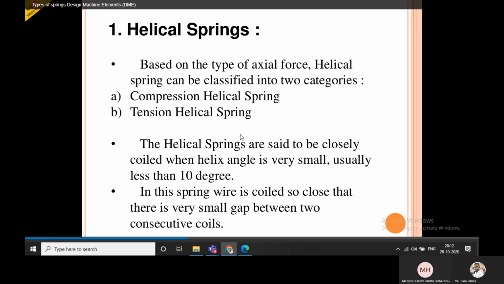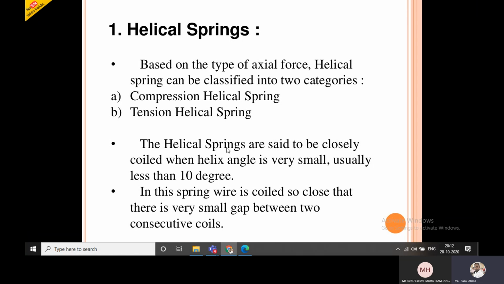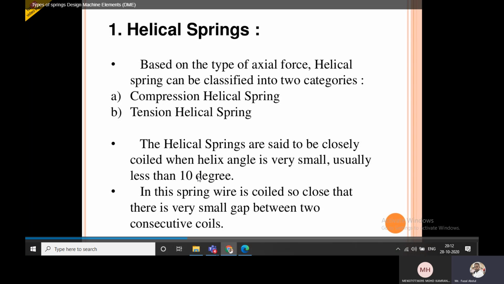Helical spring is nothing but a spring coiled in a helical shape. The coil appears in a helical shape, so based on the shape, the spring is known as a helical spring. This helical spring also has two types: compression helical spring and tension helical spring.